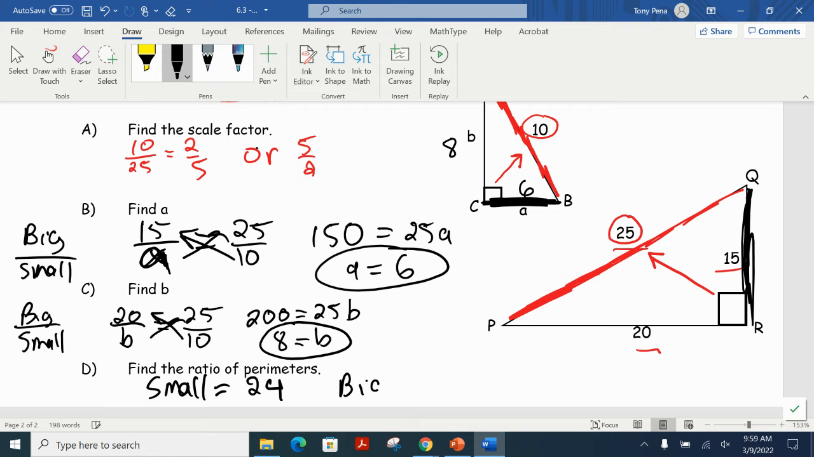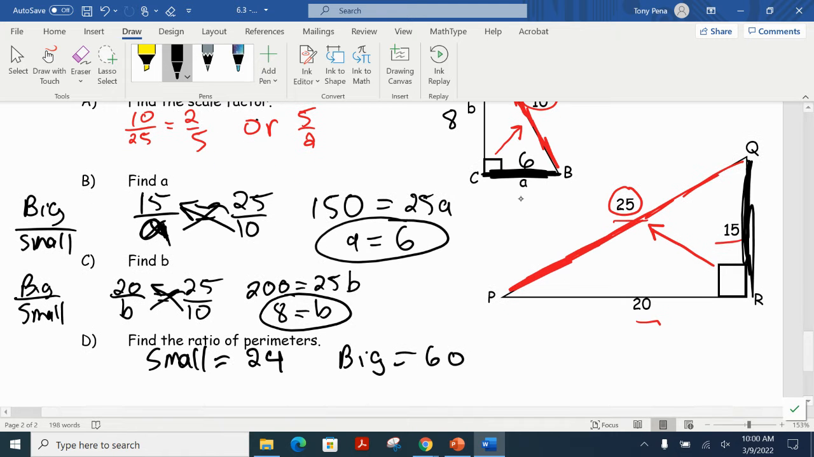If we add up the sides of that big triangle, the PQR triangle, what do we get? 25 and 15 is 40. 40 plus 20 is 60. Write that down. I want the ratio of those. So you can pick either or. I'm not telling you in which order. So you can either do 24 over 60 or 60 over 24. It's up to you. I'll do 60 over 24.